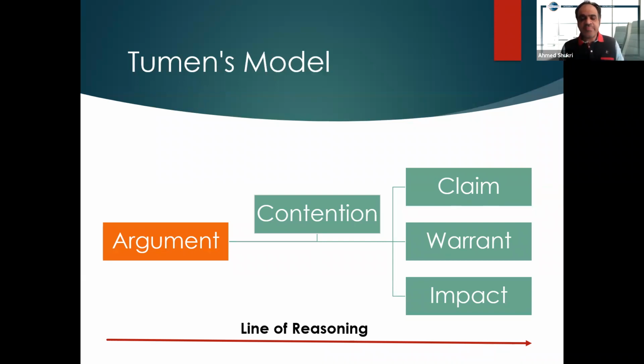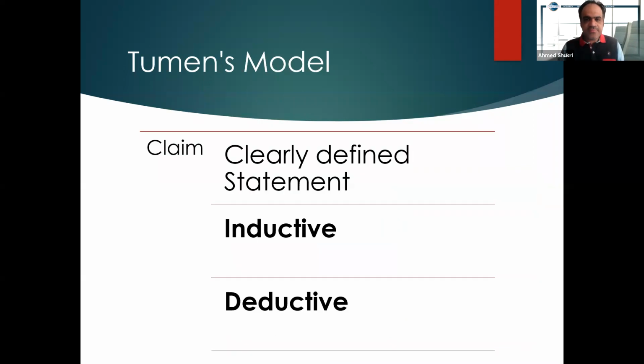And the last part is impact. The impact is the future consequences of adopting your claim. So if your claim was powerful and forward thinking and forward moving, the impact will be felt by anyone listening to you or even anyone in the society. So you need to put these three parts of your argument in your line of reasoning before going ahead with your argument. That's the Toulmin model. So the claim has to be a clearly defined statement. And in this, we have to point out two types of statements, an inductive statement and a deductive statement.